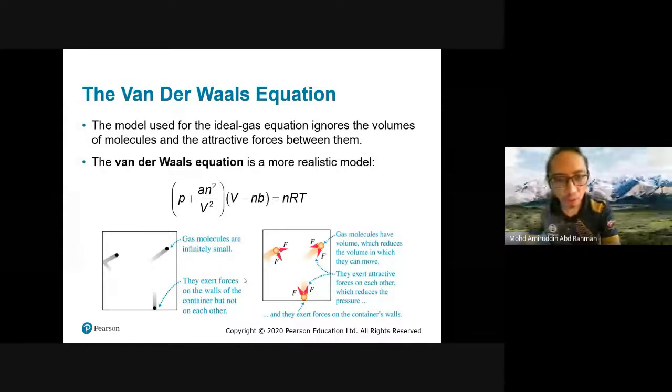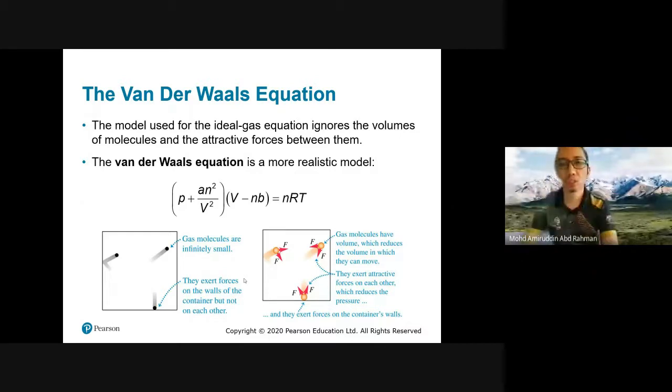Okay, so when the molecules hit each other, they bang each other, so that will reduce the pressure. But when they hit the containing wall, it will increase the force. So that's the inverse of the concept, all right? So pressure reduces when they hit each other, but when the molecules bang the walls, it will increase the force because it exerts force on the container's wall.